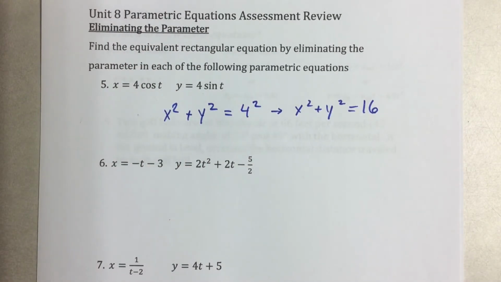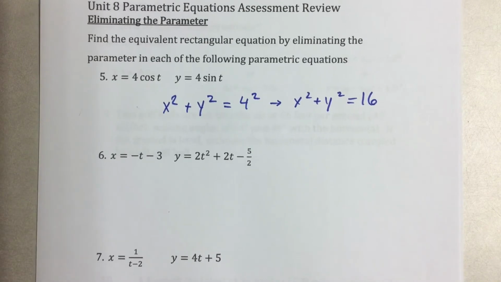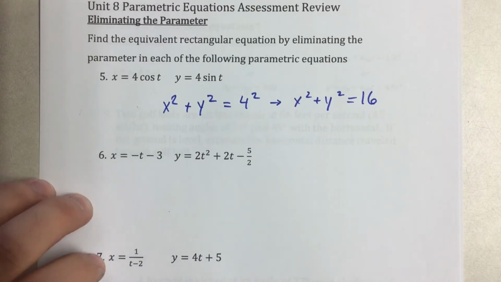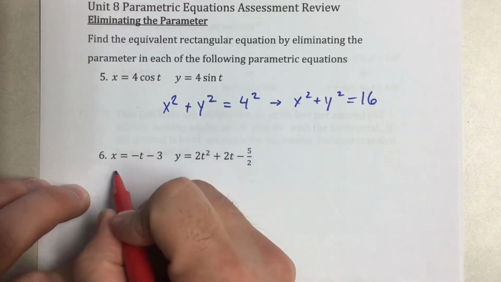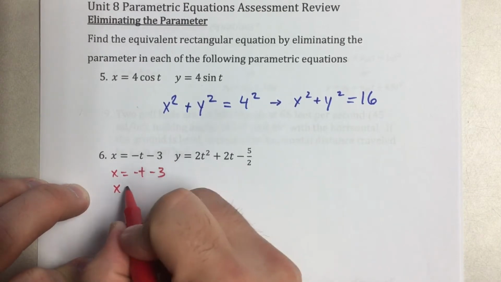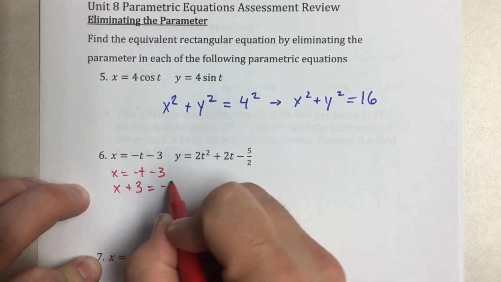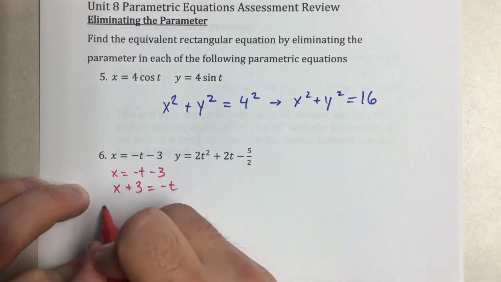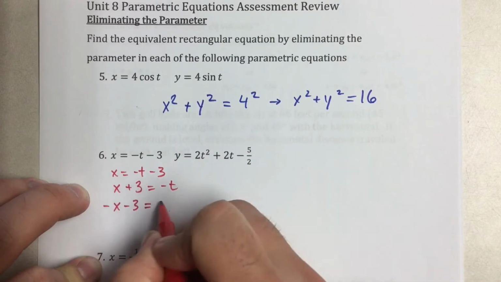So looking at number 6, we actually have polynomials here, x equals and y equals, and they're polynomials. The first step is to manipulate one of these so it's t equals. I look at this and x looks to be much easier to manipulate, so I'm going to work with that. If we manipulate this equation, I can write this down again. I'm going to add 3 to both sides. Divide by negative 1, and we get negative x minus 3 equals t.